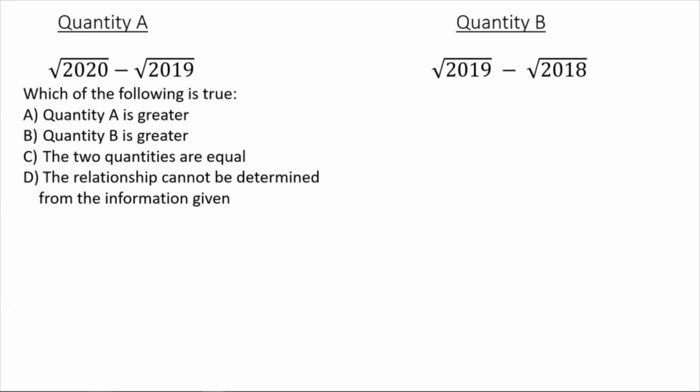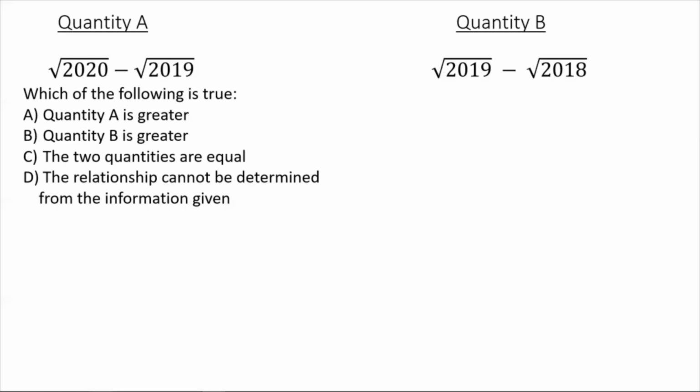Of course, one way to do this would be to estimate what root 2020 is, what root 2019 is, what root 2018 is, and then find the difference as given in quantity A and quantity B and try to come up with a comparison. But that's definitely going to be a longer method that you don't want to waste time on, especially when you have a timed test. So what's the easier way of dealing with this?